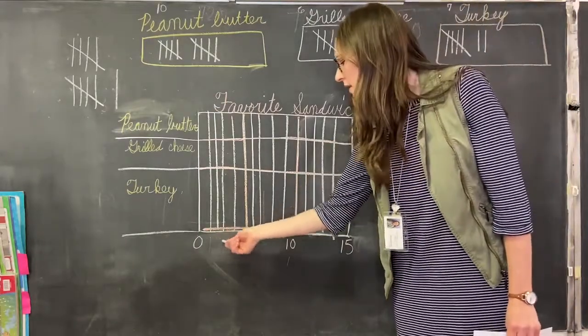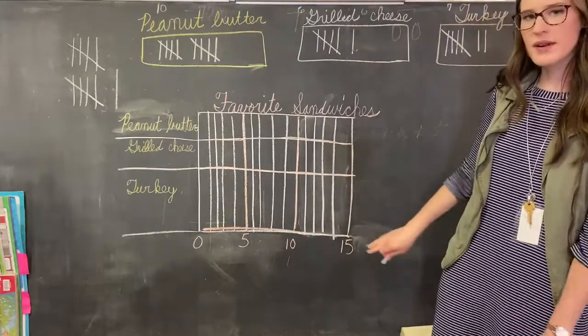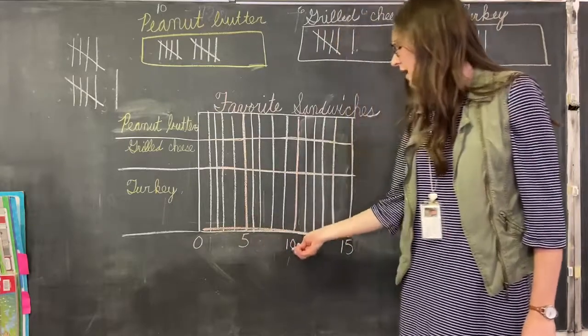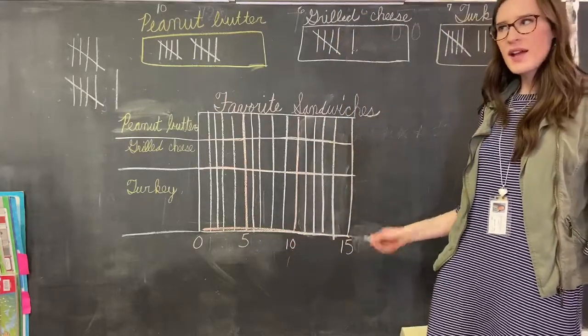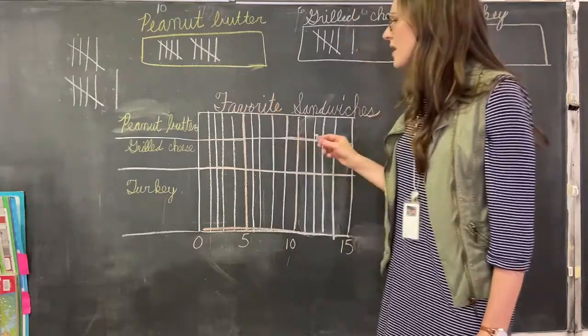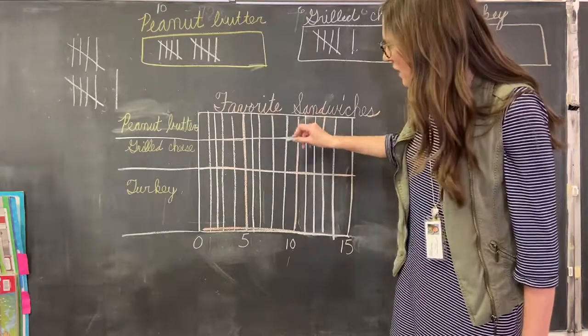So I'm going to go down here. Do you notice what we're counting by? Now your graph goes all the way to 30, but I didn't need to draw 30 up on the board. So we are counting by 5s. Okay, so this will make it really easy to graph. There are 10 peanut butter sandwiches, so I know I'm going to go past 5. I'm going to go all the way over to the number 10.